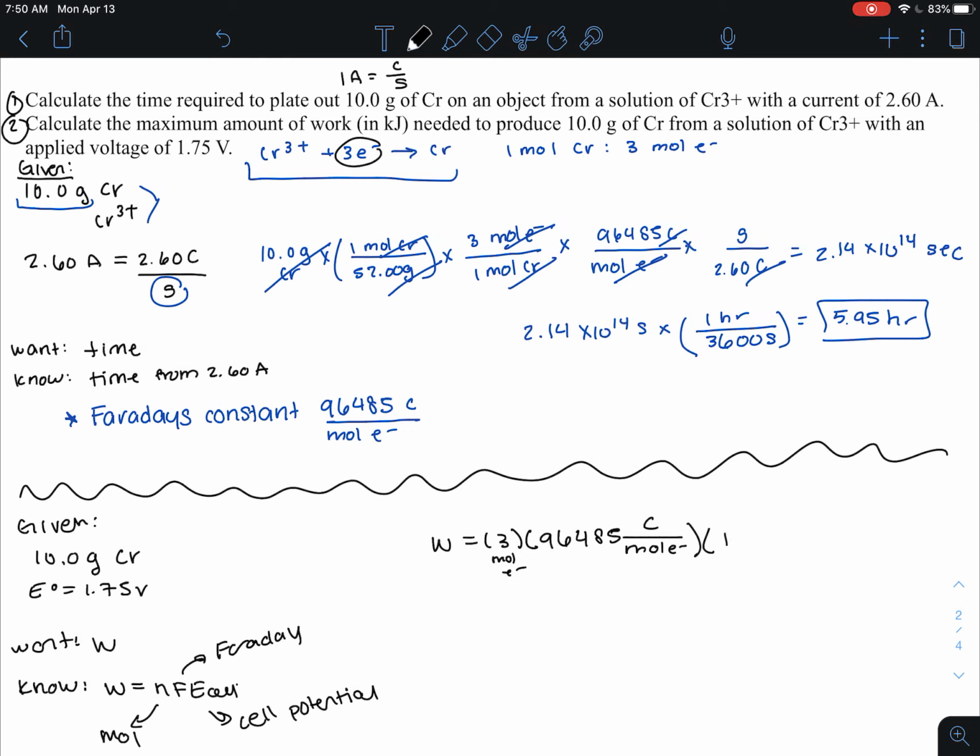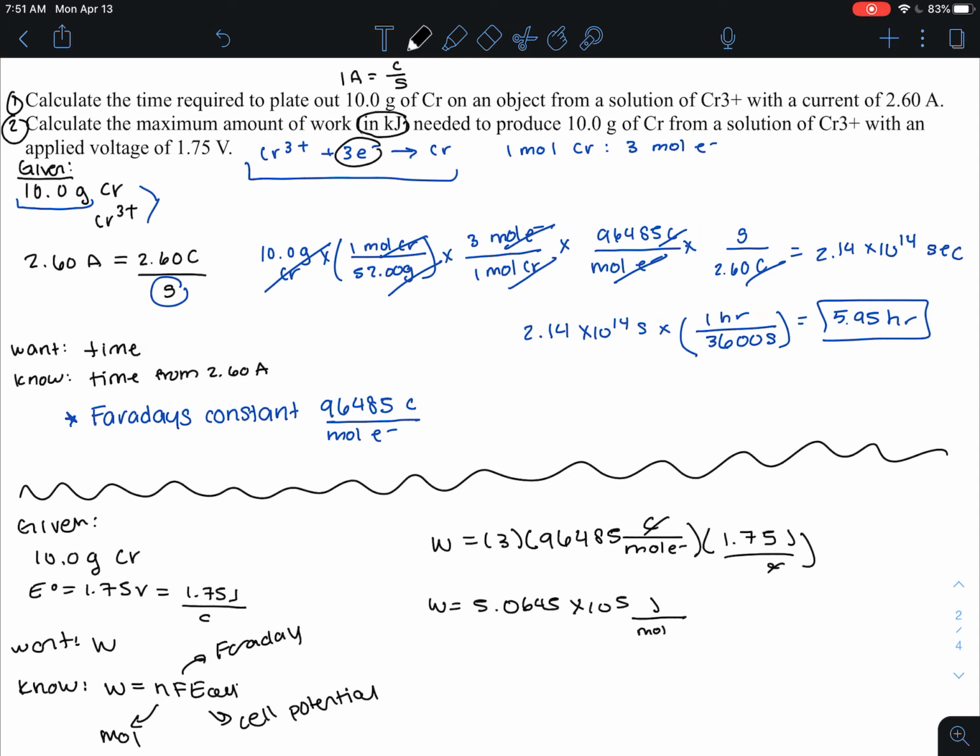96,485 coulombs per mole of electron, since this is mole electron, that's canceled out, times the cell potential, 1.75. Now, volts, but volt is also joules per coulomb. So instead of writing volts, I'm going to write joules per coulomb, because then you can see moles, electrons go away, coulombs go away. You're left with 5.0645 times 10 to the 5th joules per, there's no moles of electrons here actually. This is just 3 since we're just using the number, joules per mole.